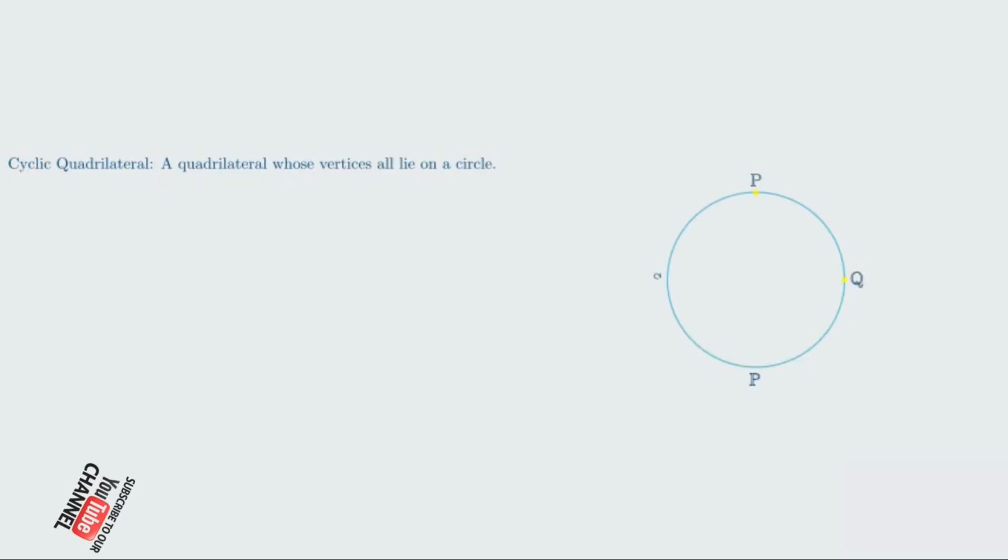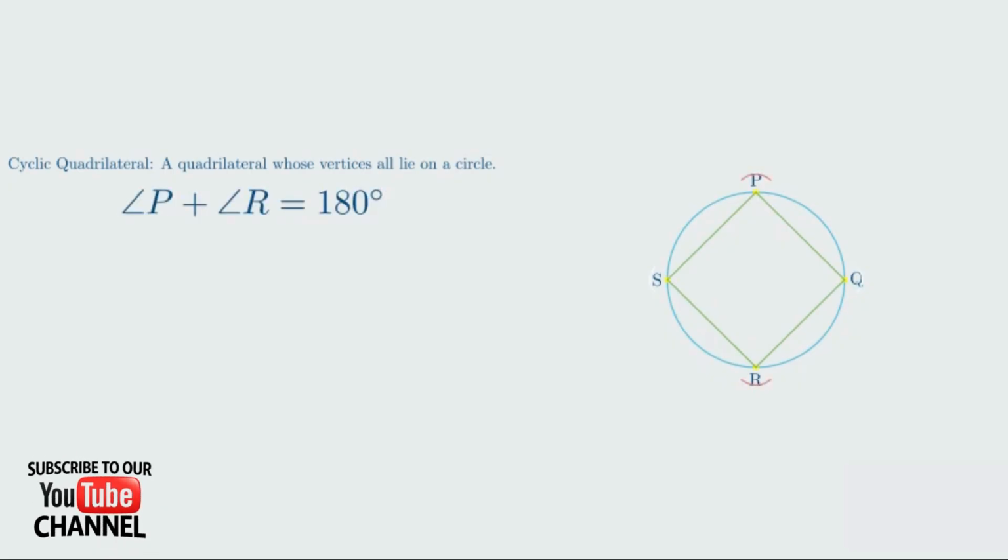Consider the quadrilateral PQRS. If this quadrilateral is cyclic, meaning its vertices P, Q, R, and S lie on a circle, then its opposite angles must be supplementary. This means that the measure of angle P plus the measure of angle R equals 180 degrees, and the measure of angle Q plus the measure of angle S also equals 180 degrees. The opposite angles add up to 180 degrees.